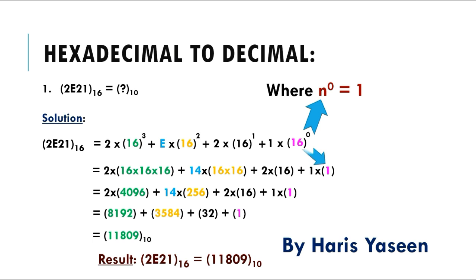Here I'm showing with an arrowhead where n to the power naught is equal to 1. Anything which has the power naught is equal to 1. If you are saying 5 rupees to the power naught, that means it's not 5 rupees, it is 1 rupee only. Okay, and the 16 which is in pink color is 1 because 16 is to the power naught.